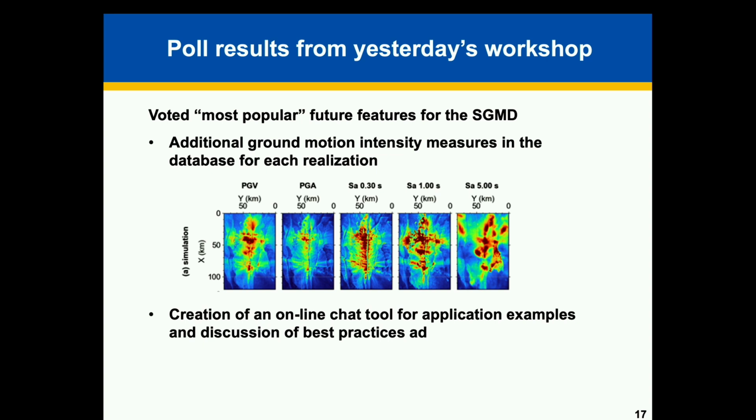People would like additional ground motion intensity measures in the database for each realization. Ree Nakata of our group has already been working on this. She's been developing for each realization spectral amplitudes and pictures of spectral amplitudes that one can look at. And so that'll be something additional that we can add and upload to the database. Then finally, there was a desire to create an online chat tool of some sort for application examples and discussion of best practices. And so we will try to work on that as well.